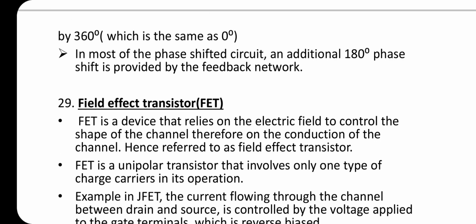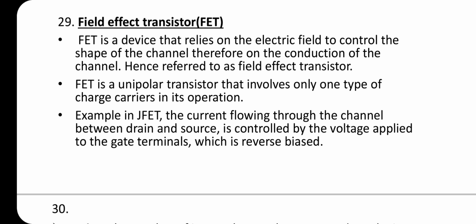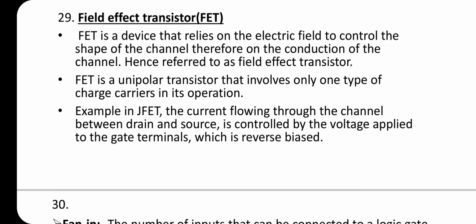FET, field effect transistor. FET is a device that relies on the electric field to control the shape of the channel, and therefore the conduction of the channel, hence referred to as field effect transistor. FET is a unipolar transistor that involves only one type of charge carrier in its operation. For example, in a JFET, the current flowing through the channel between drain and source is controlled by the voltage applied to the gate terminal, which is reverse biased.